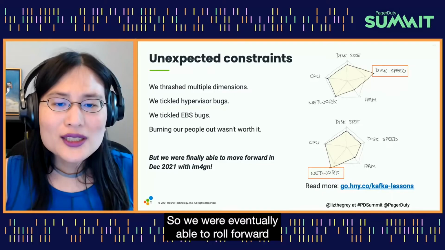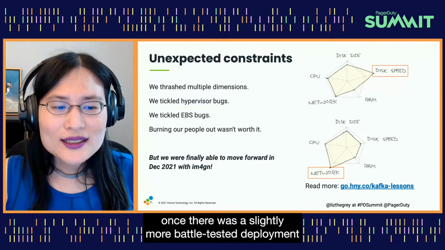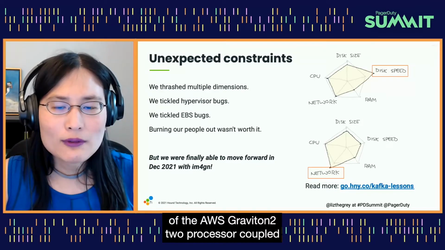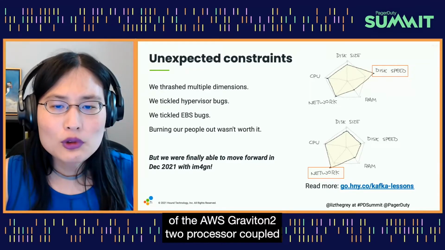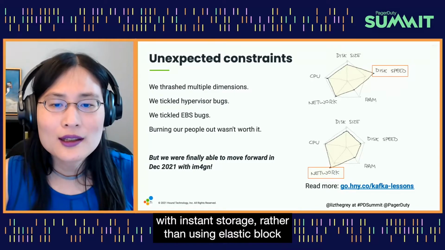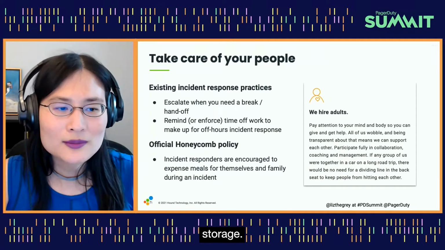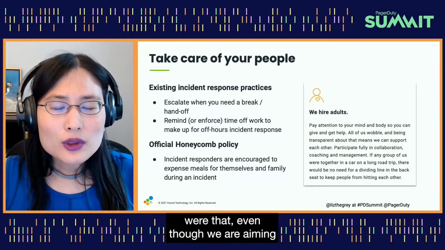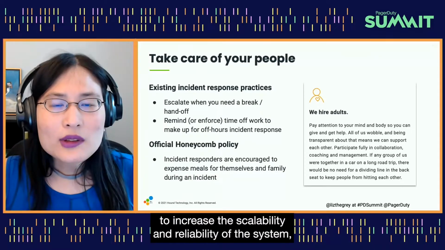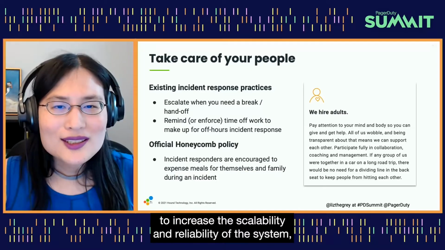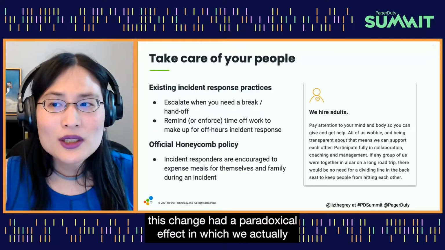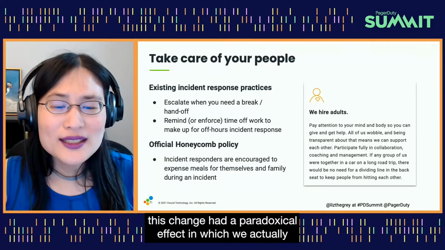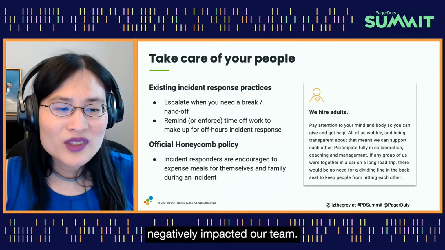So we were eventually able to roll forward once there was a slightly more battle-tested deployment of the AWS Graviton2 processor coupled with instance storage rather than using elastic block storage. So the lessons that we learned here were that even though we were aiming to increase the scalability and reliability of the system, this change had a paradoxical effect in which we actually negatively impacted our team.